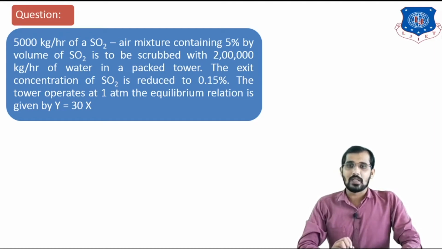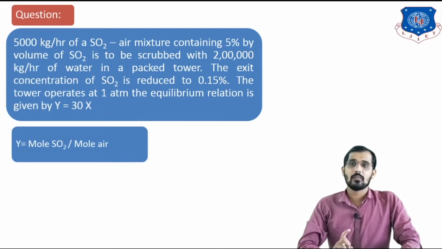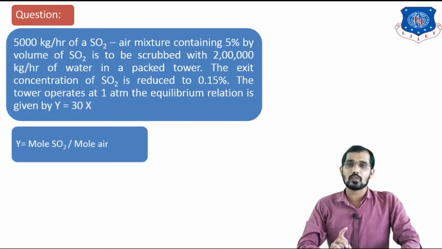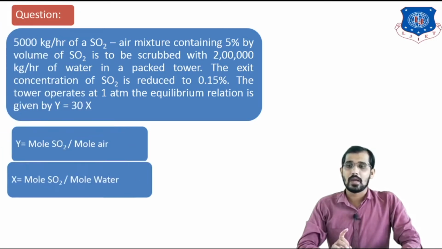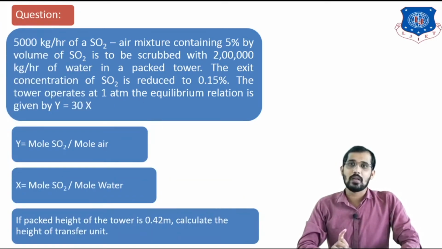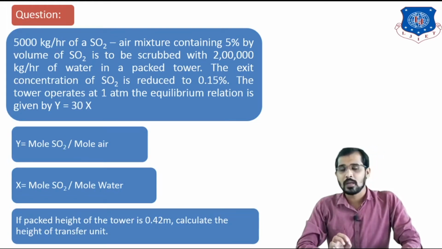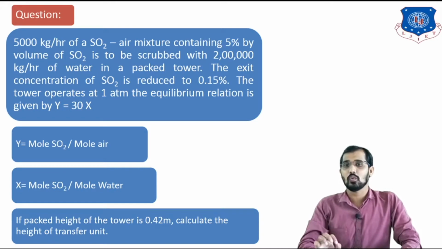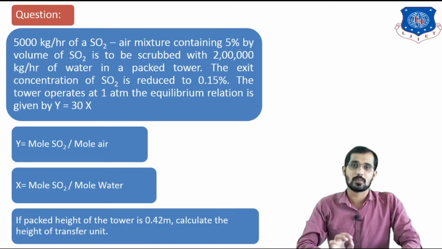The tower operates at 1 atm and the equilibrium relation is given by Y = 30X. You can see here Y is nothing but moles of SO2 per mole of air, and X is nothing but moles of SO2 per mole of water. And finally the packing height is given, that is 0.42 meter. We have to calculate here HTU, that is nothing but the height of the transfer unit.